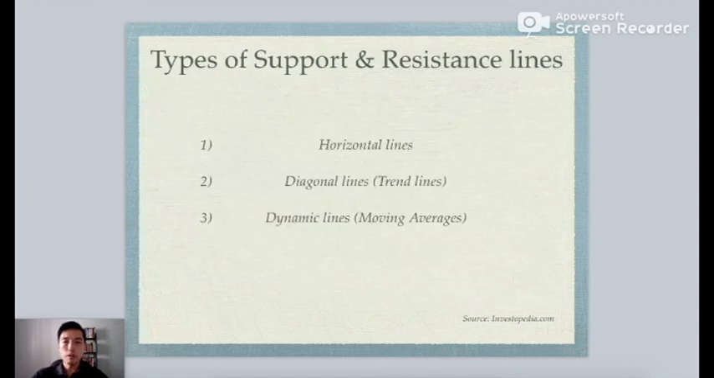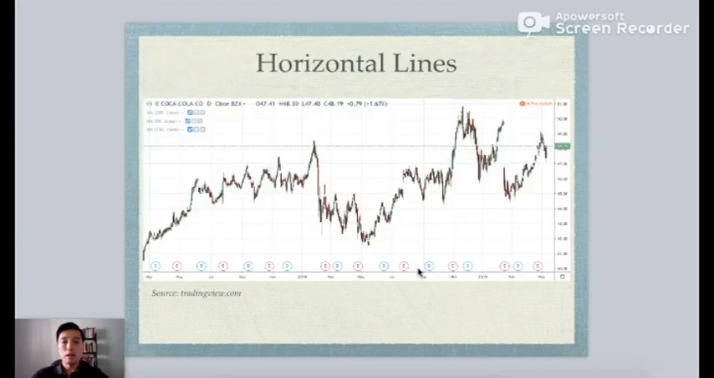In terms of support and resistance, there are three different kinds that most people use for reference. The first one is the horizontal line support and resistance. The second one is the diagonal line, or some of us call it trend lines. And third, the dynamic lines. Most of us call it using the moving average indicators as support and resistance. In this video, I just want to cover the first two. For dynamic moving averages as support and resistance, I will probably do it in the next video. So how do you actually apply this?